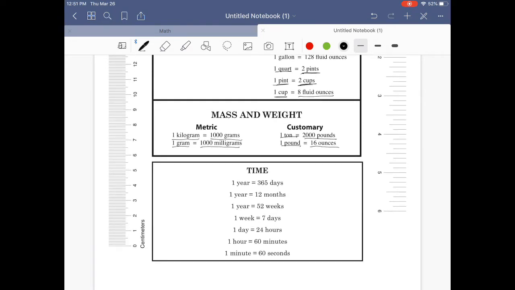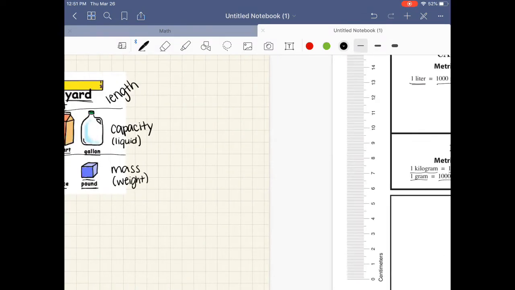Finally, we have time, which we'll get to a little more in our time unit. Those are all the time conversions. We're not going to convert quite as much between time measurements as we are mass and weight, capacity, and length. You can use this conversion chart during your work through this lesson.